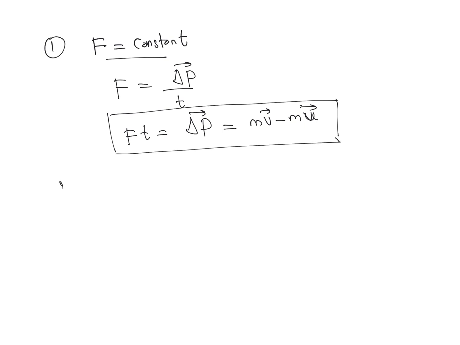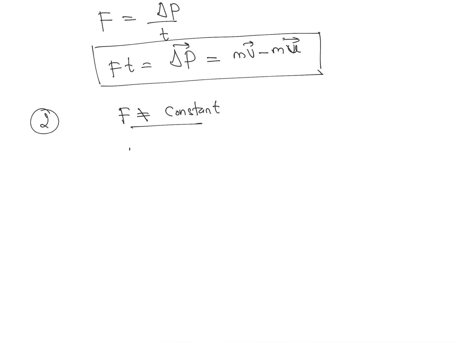Now we'll consider a situation in which the force is not a constant, force is varying as a function of time. So if force is not equal to a constant, then how will we calculate the value of this impulse? Then we can go for the instantaneous change in momentum, that is force is equal to dp divided by dt, and you can write the value of F into dt will give the value of instantaneous change in momentum.